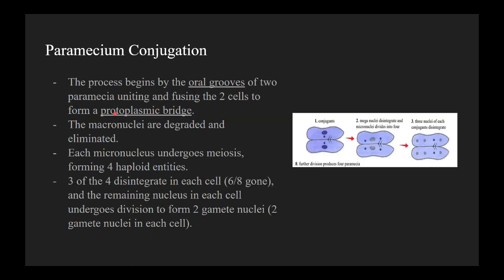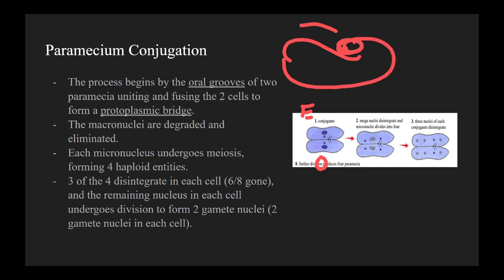So first we're going to start by fusing what we call the oral grooves of the two paramecia of opposite mating types. So let's say we have an O and an E here. What happens is that the oral groove, if you recall, if this is the cell, is this mouth-like area where all the food will get sucked into and then digested within the cell. So the oral grooves, also called the cytostome, right? Cytostome. So these will fuse between two cells, forming what's called the protoplasmic bridge. This just means the connection between the two cytoplasms.